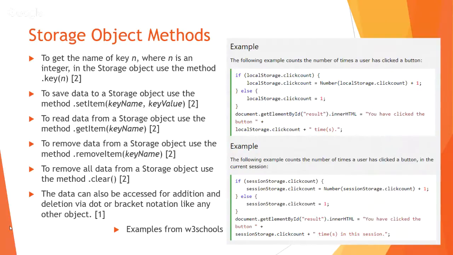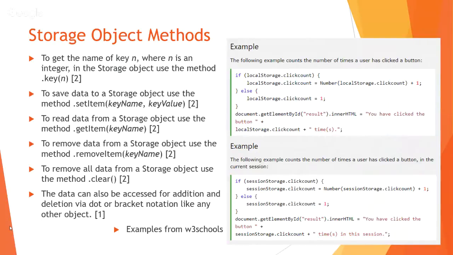To save data to a storage object, you can use the setItem method, which takes the parameters key name and key value. The key name and key value are strings, and so all of the key values are stored as strings. So the key name is the name of the key, obviously, and the value is what's stored as the value. To read data from the object, you use the getItem method with the key name. So it will look up that key and return the value.